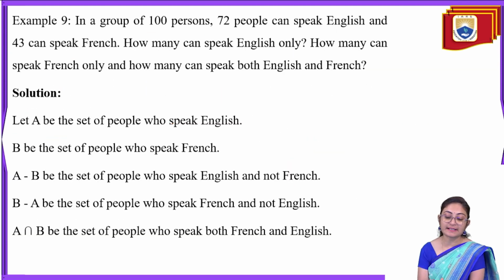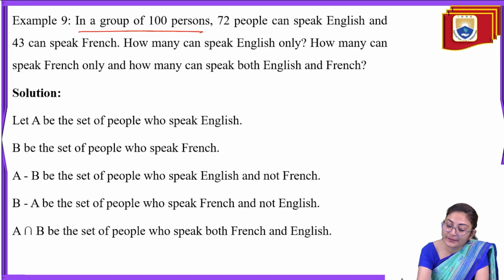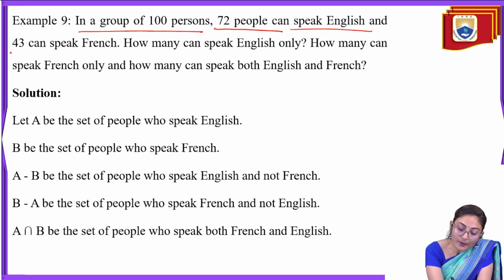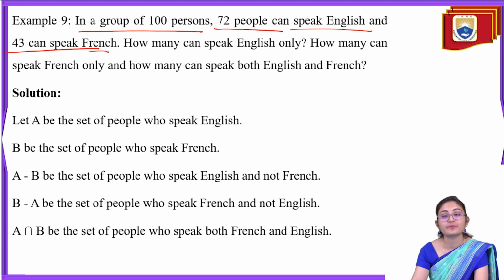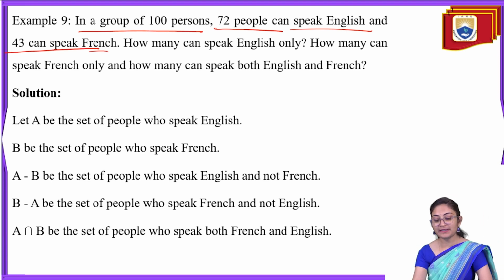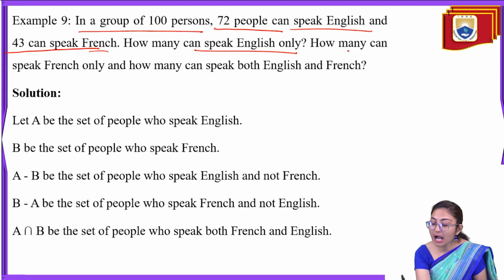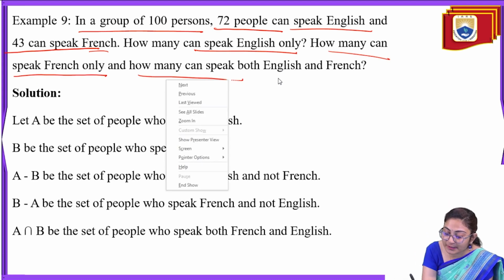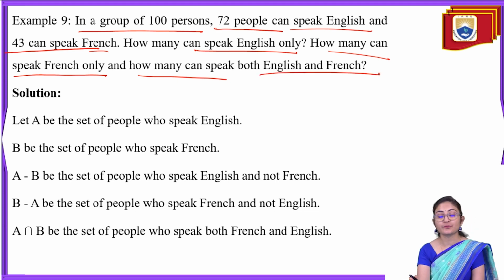Now next question is that in a group of 100 persons, 72 people can speak English and 43 can speak French. How many can speak English only? How many can speak French only? And how many can speak both English and French?